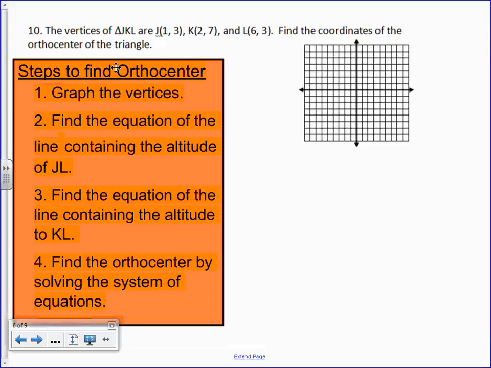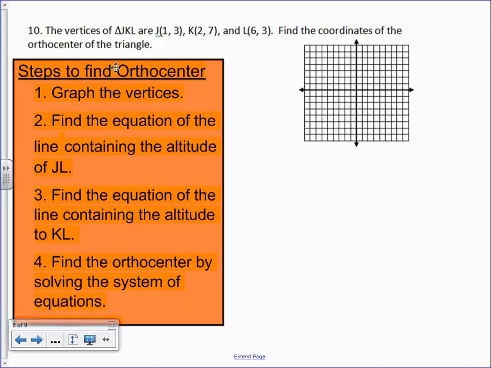So this is kind of like what we did when we found the circumcenter in the last section. It is a lot of work, and it's a lot of algebra. You've got to be prepared to do a lot of algebra with the distance formula and with slope. This one is the orthocenter, so I'm just going to have you write down the steps. It's not in there, but these steps will help you find the orthocenter. First, graph the vertices. Then find the equation of the line containing the altitude of JL.